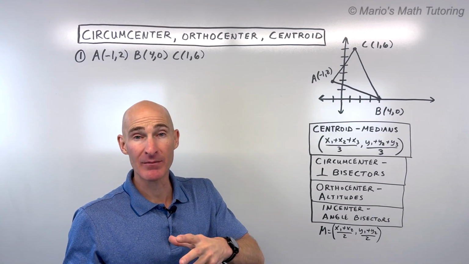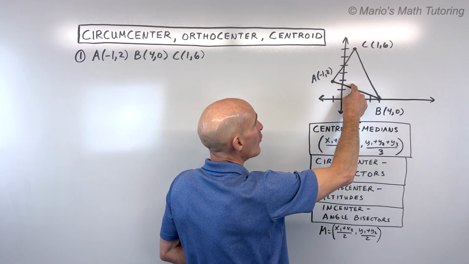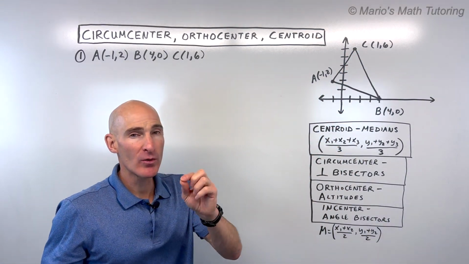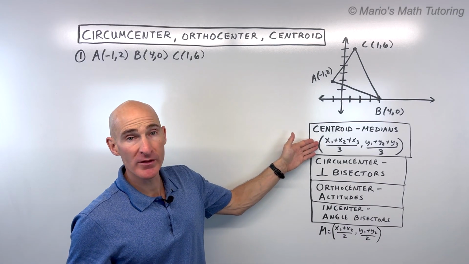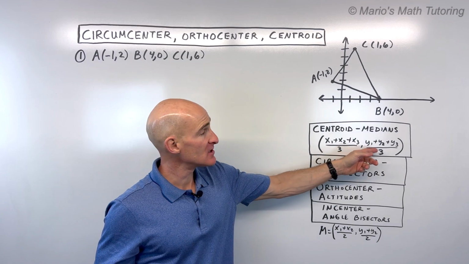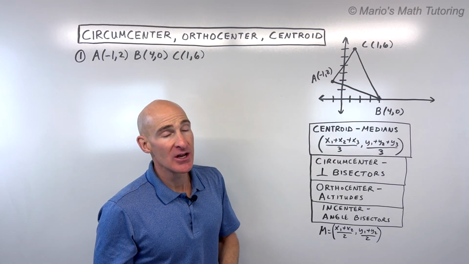You can think median like middle. So from the vertex to the middle of the opposite side. So you would really have 1, 2, 3 of these medians, and we're going to find that point where they cross. Now there's a nice easy formula that you can utilize. It's the average of the x coordinates and the average of the y coordinates. So you're going to add them up and divide by 3. So let's go ahead and do that.